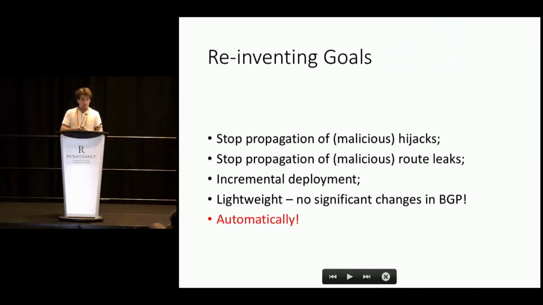So let's specify the goals, because properly specified goals may bring us a solution. We need to stop propagation of malicious hijacks and route leaks. We need to cover both situations. The technique should support incremental deployment. It should be lightweight. It should not require significant updates in the BGP protocol itself. And of course, it should provide a fully automatic solution.